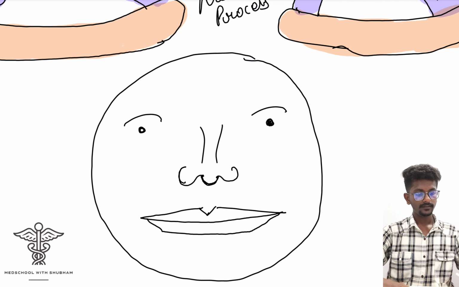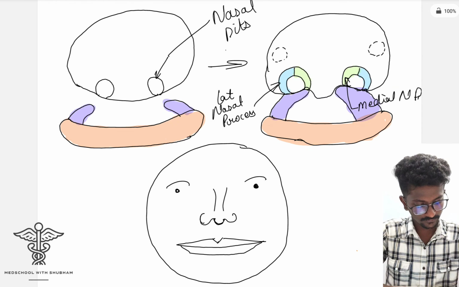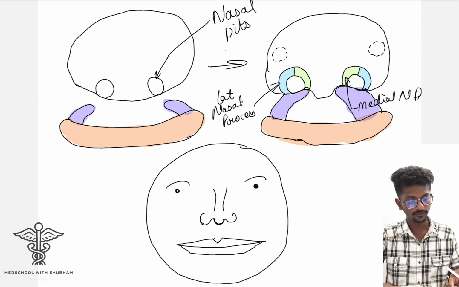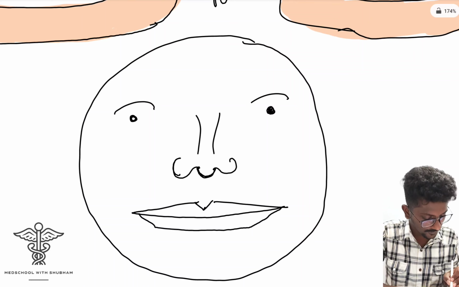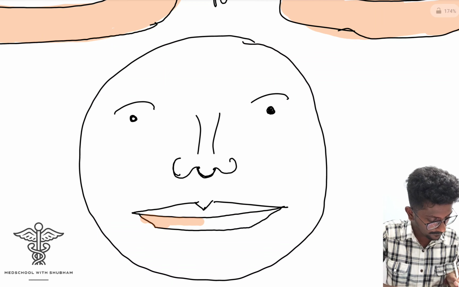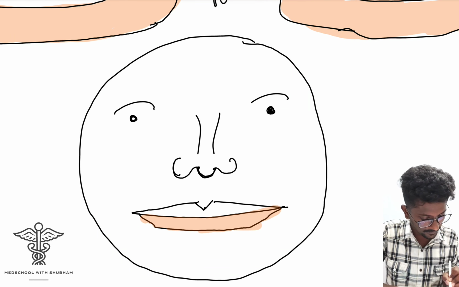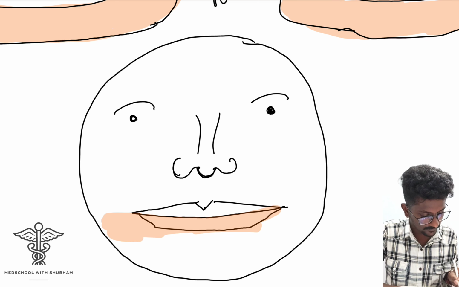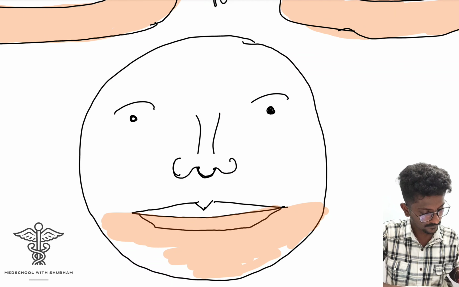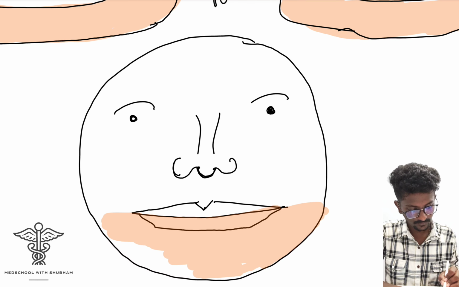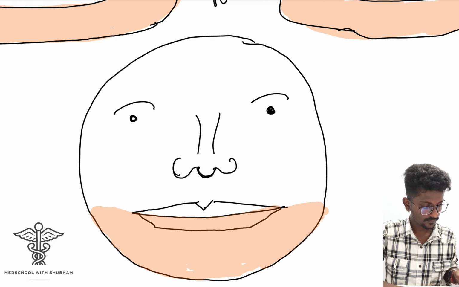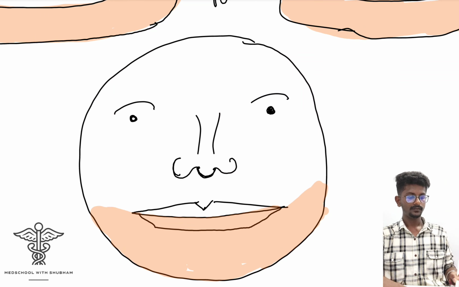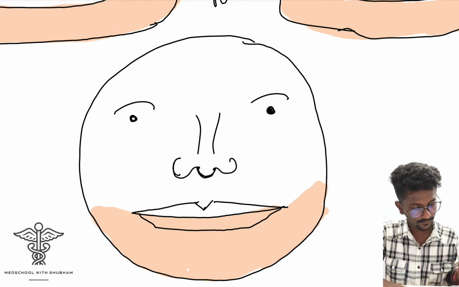Okay, now let's use the same colors to show what structures will be formed from all these things. So the mandibular process will give rise to the lower lip and the lower side of the face.